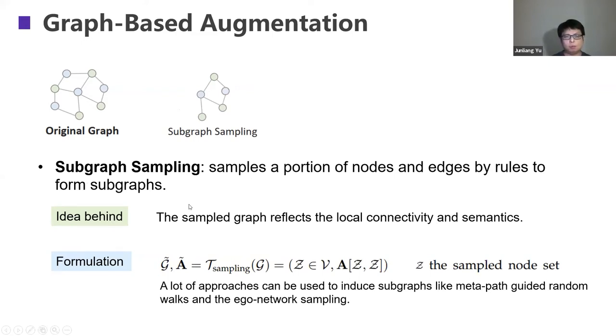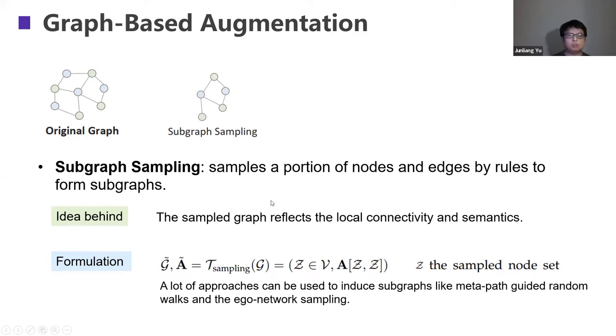Similarly, we can use another method named subgraph sampling to create graph augmentations. It samples a portion of nodes and edges by rules to form subgraphs. The idea behind it is that we think the sampled graph reflects the local connectivity and the semantics. And given the sampled node set Z, we can use this formulation to formulate this process.